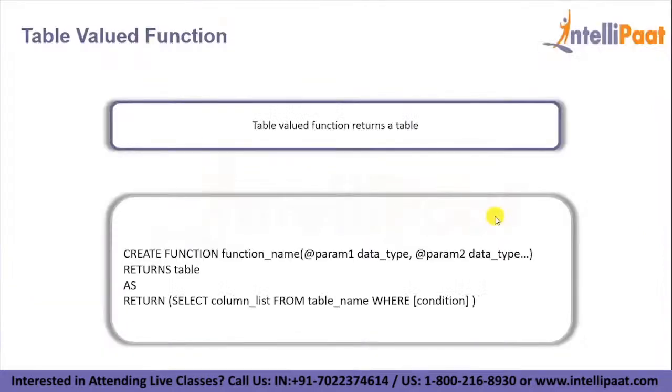Then we have table valued functions. These table valued functions return a table instead of a scalar. And this is the syntax for a table valued function. Here the return type is table. So after the returns keyword, we'll type in table because we are supposed to return a table. After that, we'll give the keyword return and then give in the select statement. Now you need to keep in mind that there are no begin and end keywords for the table valued function.